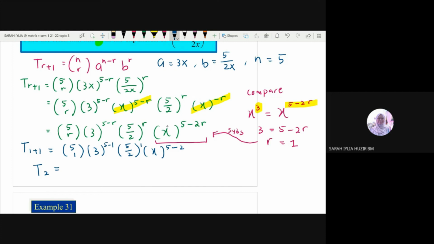And then yang ni, awak tekanlah calculator terus 5C1 times dengan 3 to the power of 4 times with 5 over 2. So, we will have 2025 over 2 X cube. So, dapatlah jawapan term yang ada X cube. Okay. Settle.